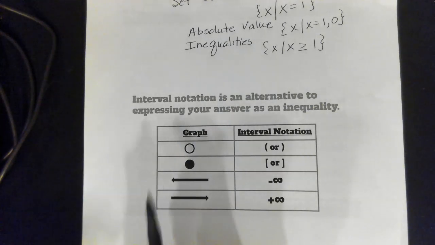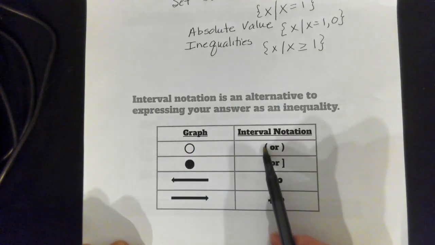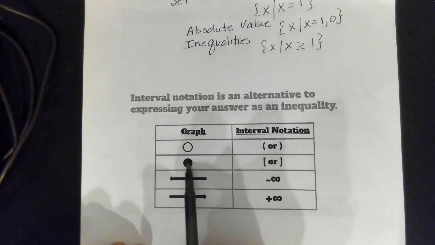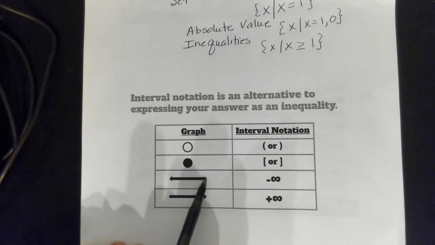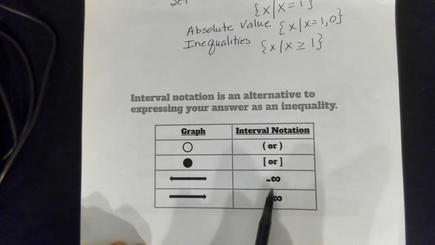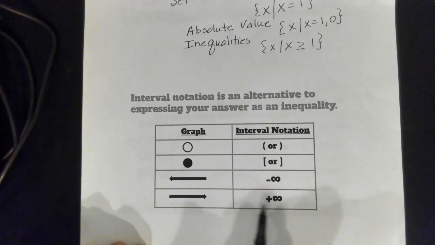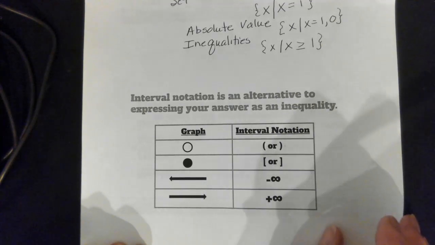So on a graph, if you have an open circle, in interval notation you're going to use parentheses. If you have a closed circle, or filled in, you're going to use brackets. If your inequality is pointing to the left, that's going to negative infinity. And if it points to the right, it's going to positive infinity. So this is the notation that we will use.